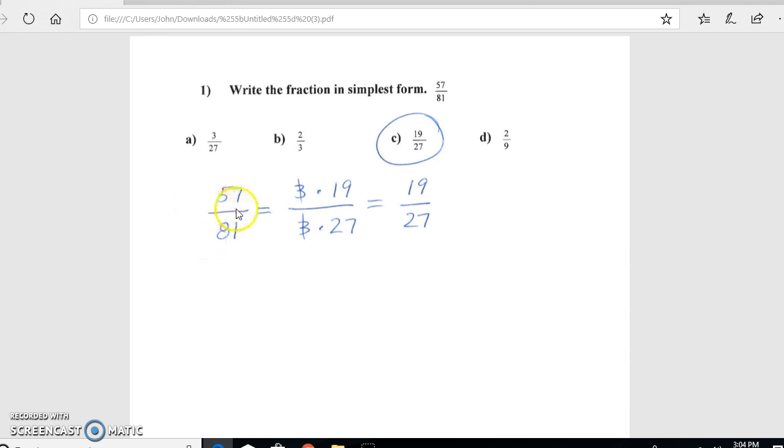Now 57 can be broken down into the factors of 3 times 19. You could find that out by taking 57, dividing by 3, and you would have 19. And then the 81 also can be broken down into the factors of 3 times 27.